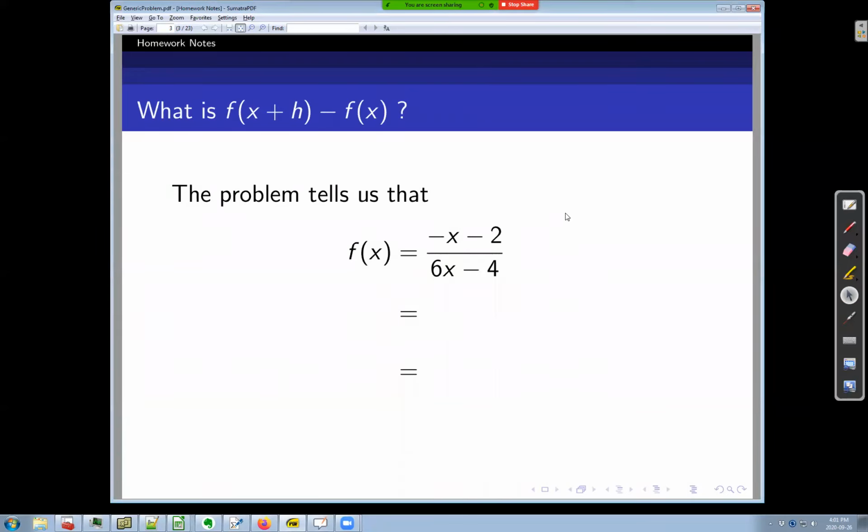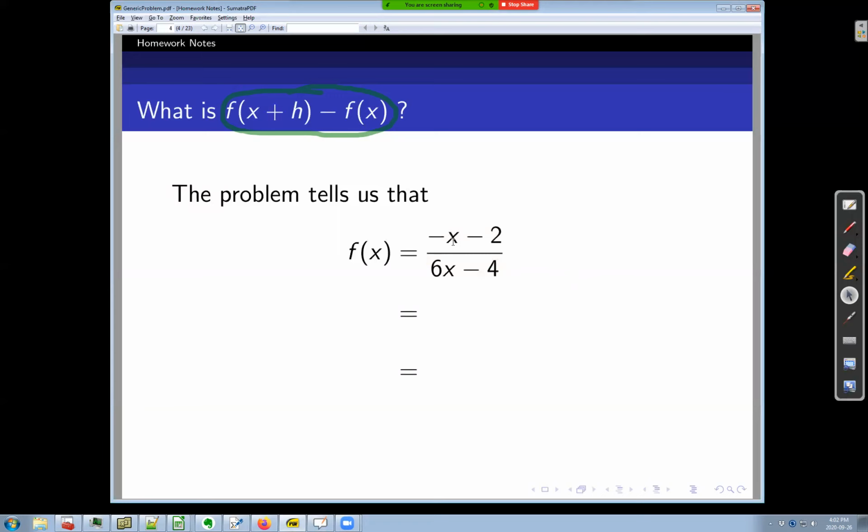If I think about the limit definition, we said the hard part was figuring out what that numerator was. So that's what I want to do right here on this slide. I want to figure out what this expression is. The problem tells me that f of x is equal to this thing. So I've got that going for me.